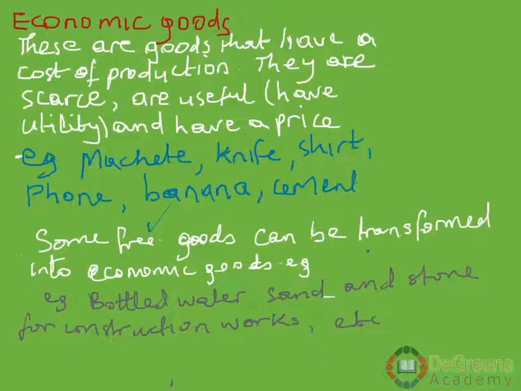We all know that, and they have utility, and they are scarce. We don't find them everywhere free. So these are economic goods. They are examples. There are so many economic goods. But we are observing here that some free goods can be transformed into economic goods. For example, bottled water. Take Supermong, or Tangi, this is all water from the ground. It is free. It's coming from the ground. It is bottled. The cost of bottling it now gives it a price, so it becomes an economic good.